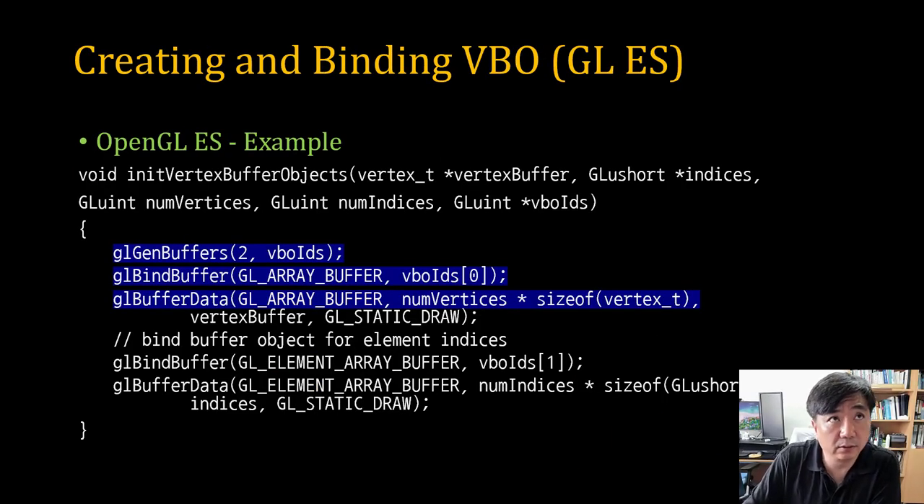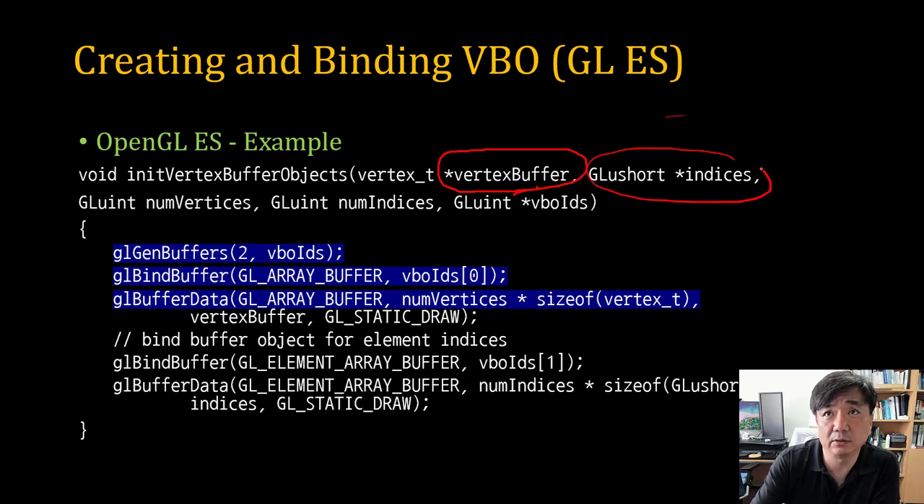Now we will learn how to create and bind a vertex buffer object. First, we will learn in OpenGL ES. It is a sample code of OpenGL ES 2.0. The vertices are stored in this array, and the index data is stored in this array, because they are sent as a parameter with a pointer.